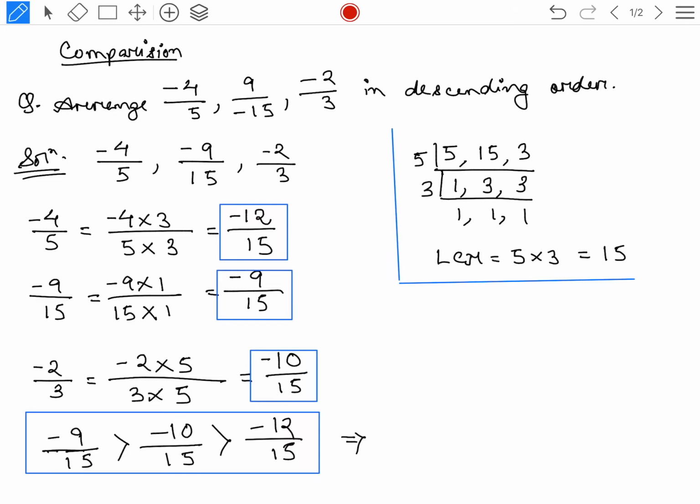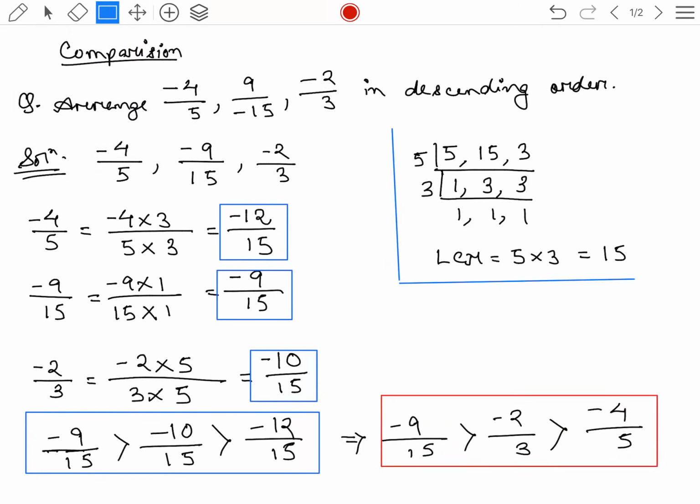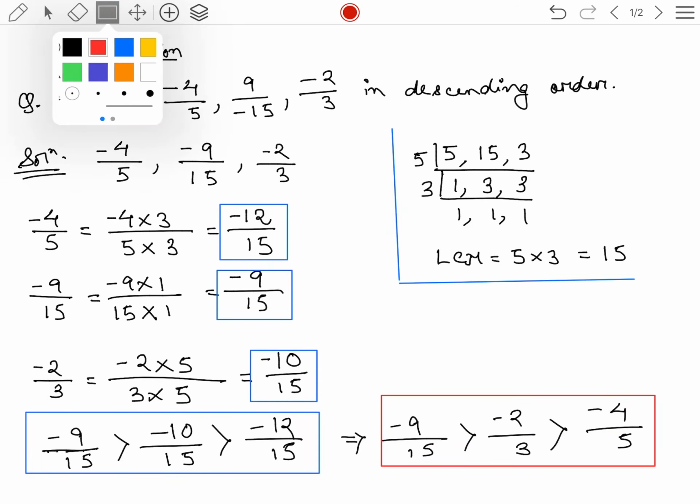From this, what can we write? -9/15 means how much? It is the same value. So -9/15. Then -10/15 means -2/3, yes or no? -2/3. Then -12/15 means -4/5. So this is your answer. Okay, this is your answer. Understood?